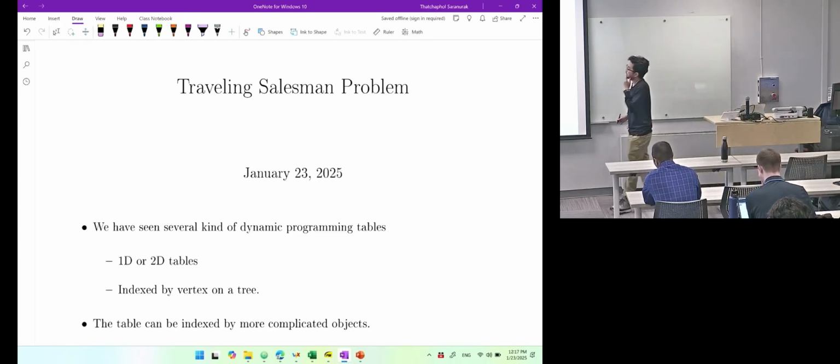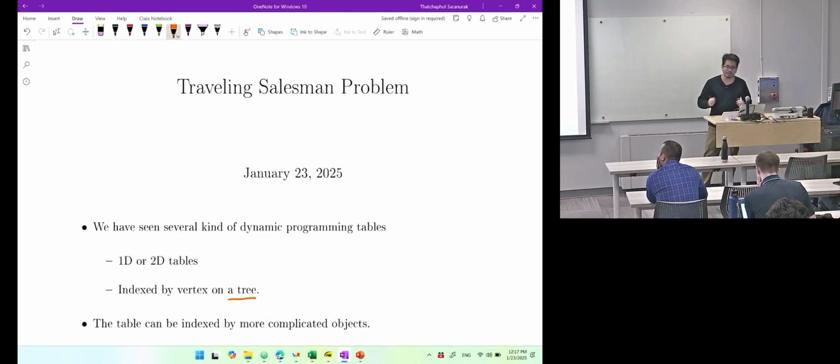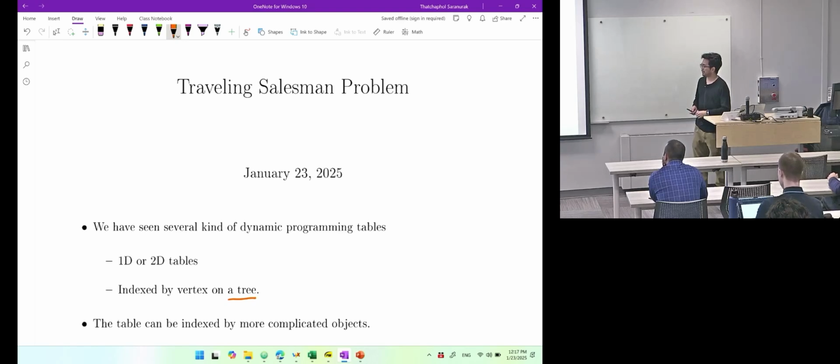We're going to look at the traveling salesman problem. We have seen some dynamic programming tables that are indexed by a vertex on the tree. I want to mention again that for many problems on the tree, many times you can do some greedy, but most of the time, whatever problem it is, there is always an optimal solution on the tree, and you can usually just solve it by dynamic programming. Whatever problem there is, usually you can solve it on a tree in some polynomial time or linear time using DP.